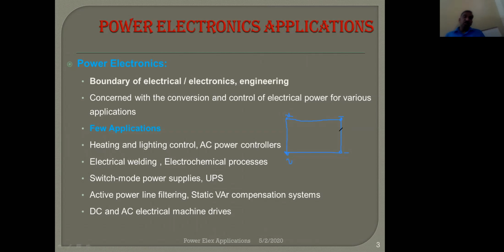All heating and lighting control AC power controllers are either AC voltage controllers or cycloconverters or regulators, means AC applications. Electrical welding, electrochemical processes involve AC and DC applications. SMPS, UPS are AC to DC and DC to AC, again a linked DC link process. Active power line filtering is part of distribution, improving the power factor, compensating reactive power, etc. It is part of conditioning the power line.